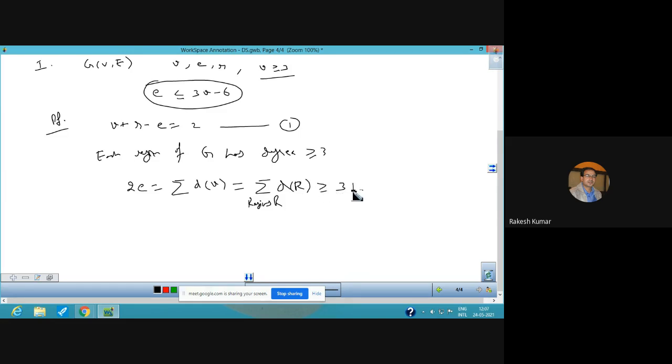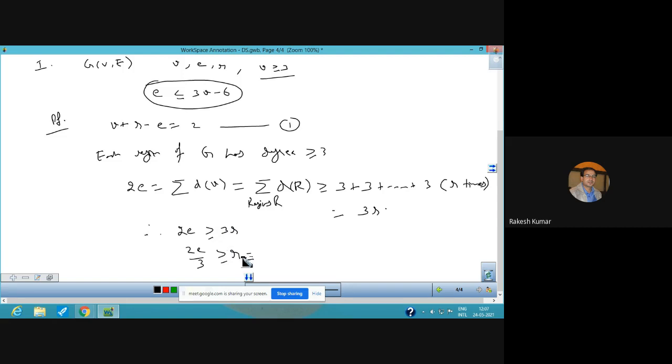We know that the degree of a region is greater than or equal to 3. The degree of the second region is greater than or equal to 3. And the degree of the last region is also greater than or equal to 3. And the total regions are small r. So it means this value is greater than or equal to 3r. So from this, 2e is greater than or equal to 3r. So 2e upon 3 is greater than or equal to r.